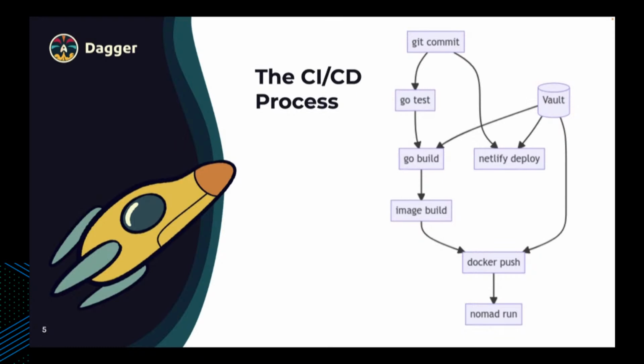Once we've built our binary for our application, we want to package that in an image that we're going to ship to Nomad. So we're going to do this image build and push that to Docker Hub. And that Docker Hub push also requires credentials from Vault. And then once it's pushed up to Docker Hub, we want to tell Nomad to update our deployment with this updated task that we just pushed up.